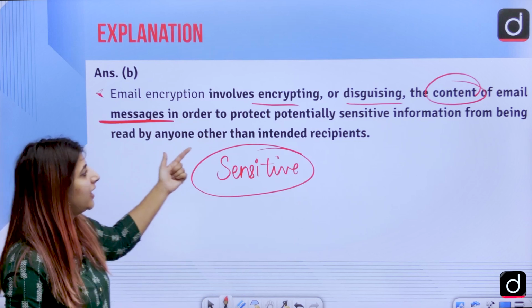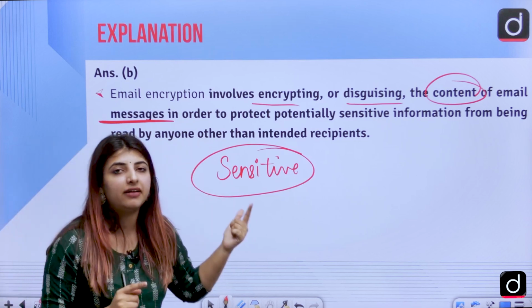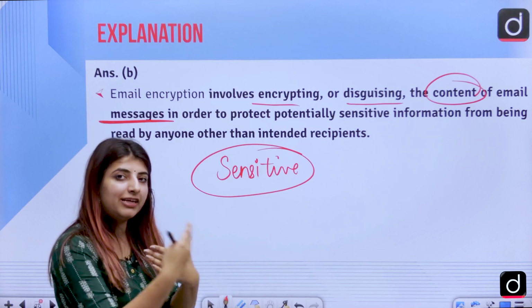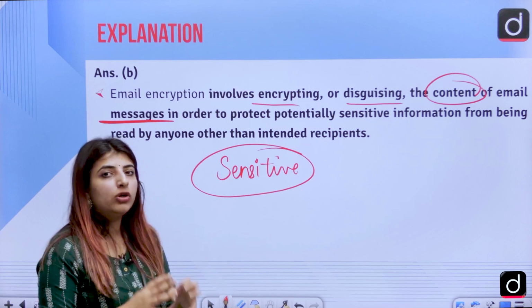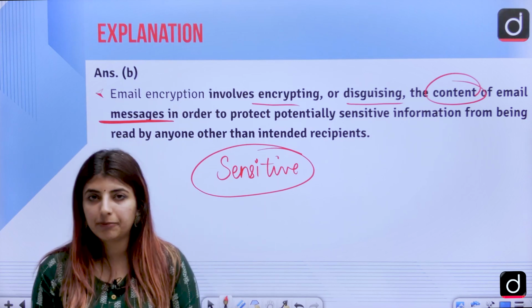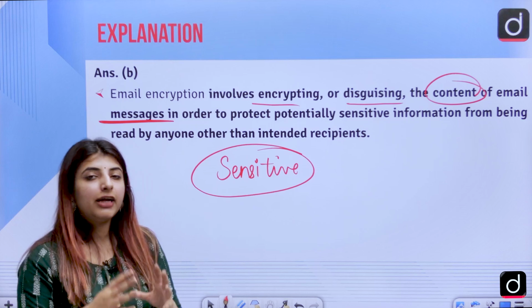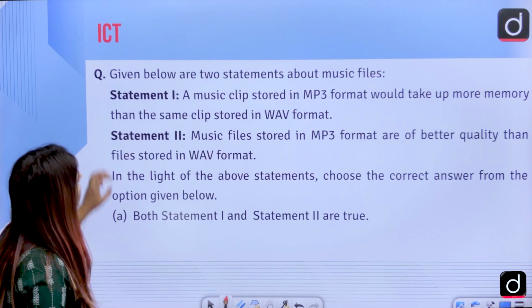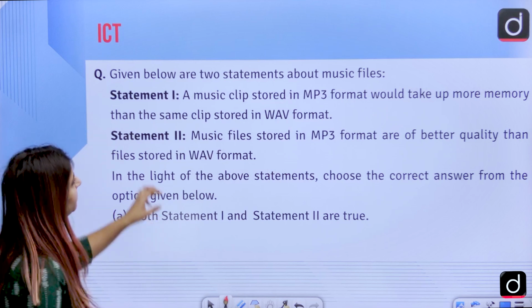From being read by anyone other than the intended recipients. The people whom I am sending the mail to, those are the only ones who will be reading that email, not the other ones, because the email was encrypted. It was protected, right? It was disguised for the protection. Next is again a statement-based question.